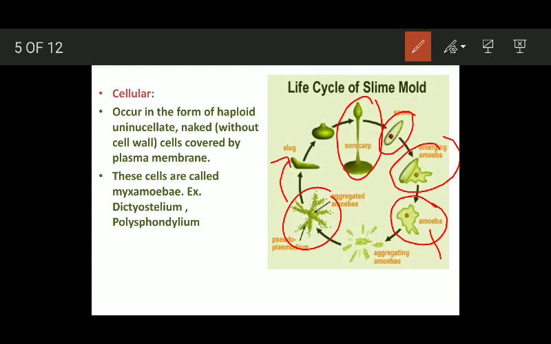With this, we have finished consumer decomposer protists, and in the next part we are going to talk about animal-like protists.